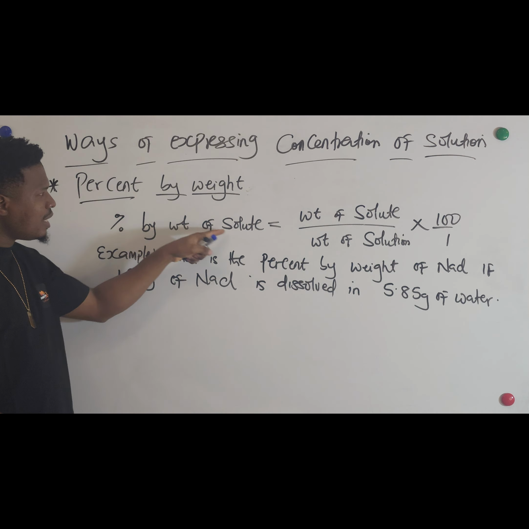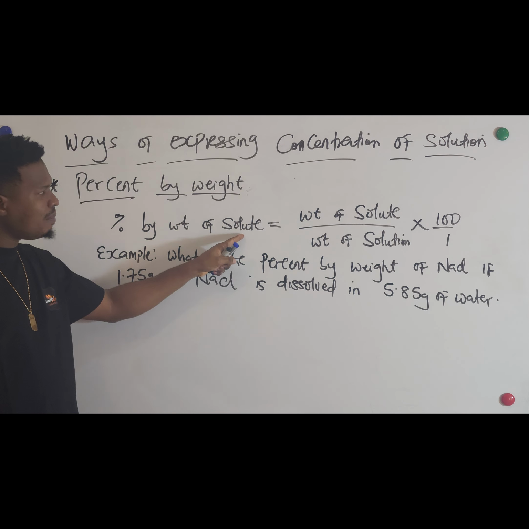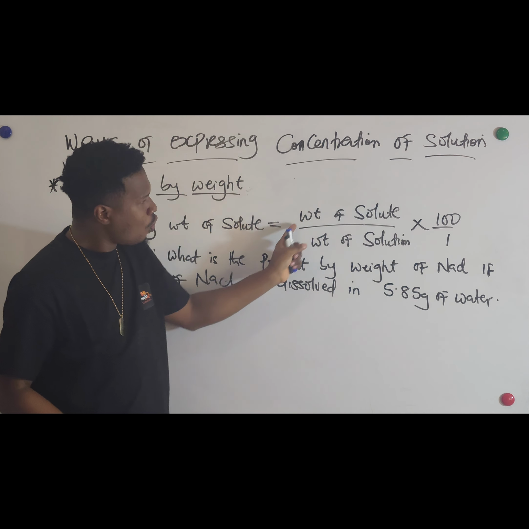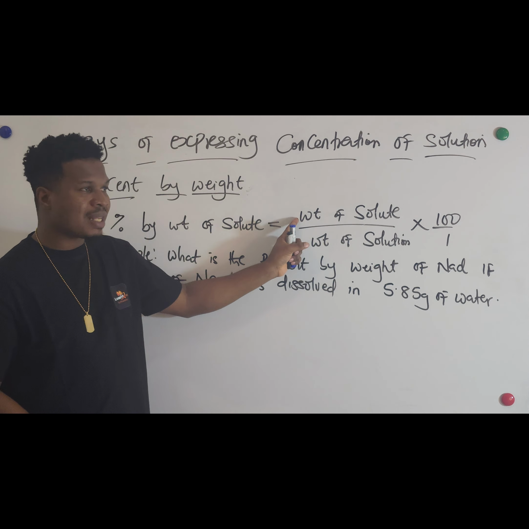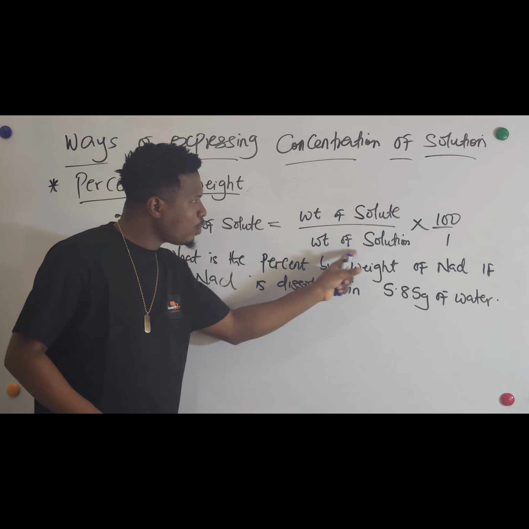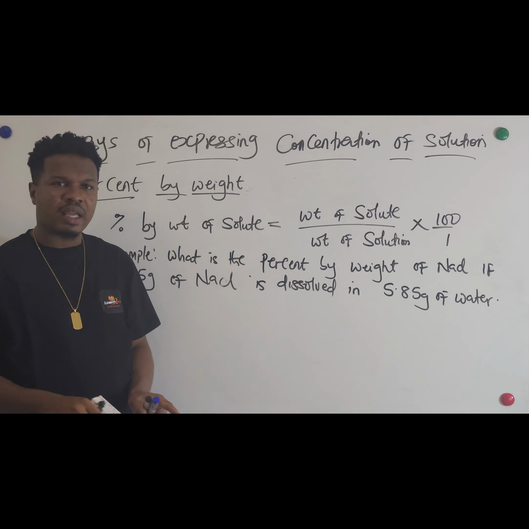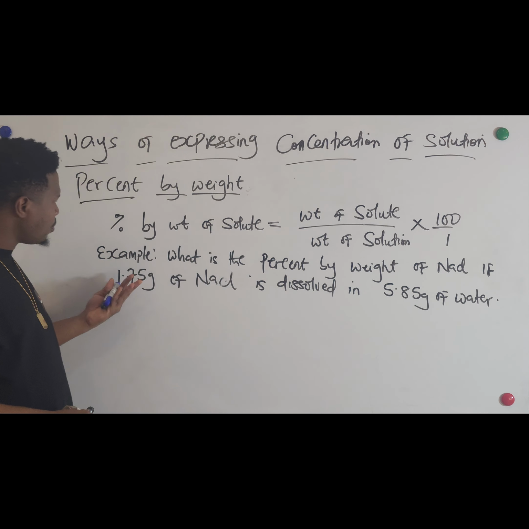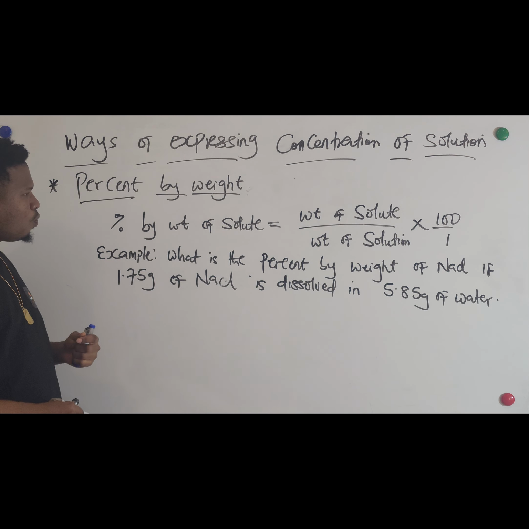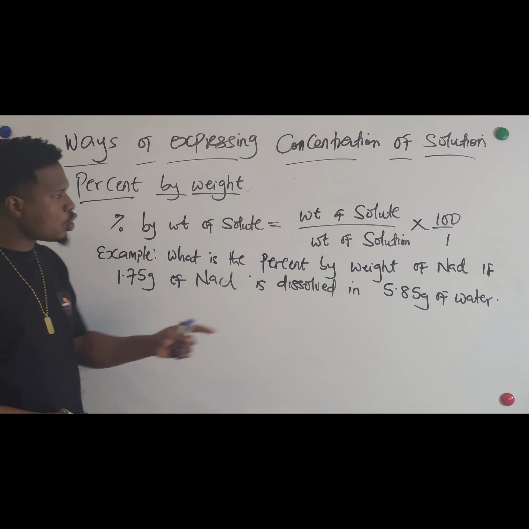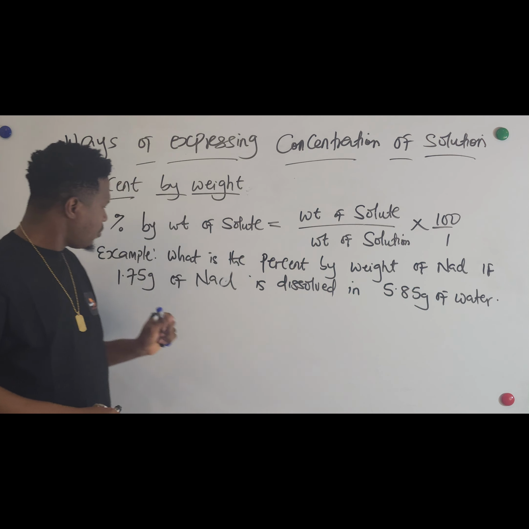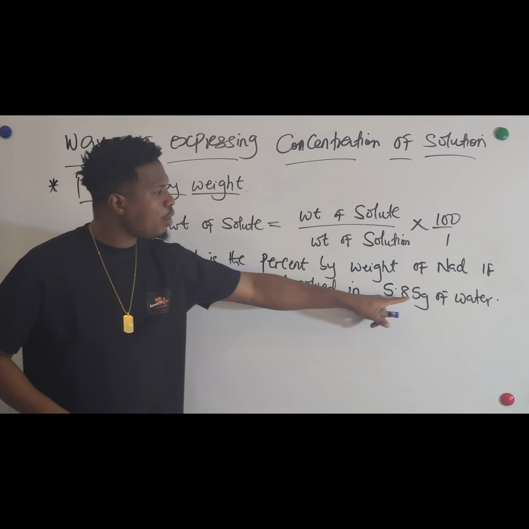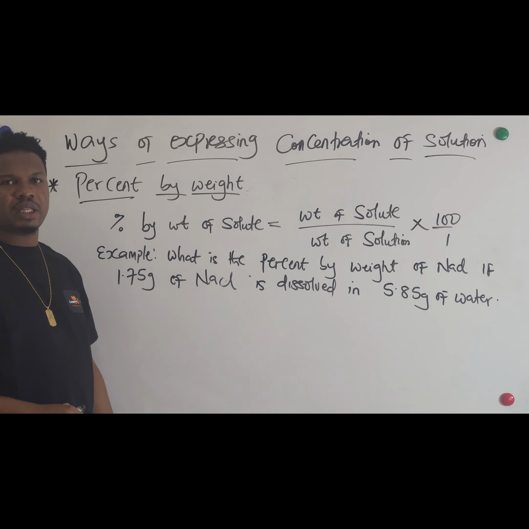So the weight percentage of this solute mathematically is given as the weight, or you can say the mass, of this solute. WT stands for weight, okay, or mass, divided by the weight of the solution. The total solution, what does it weigh? Then times 100%, you have converted to percentage. Now take a look at the simple problem on the board. What is the percent by weight of sodium chloride, if 1.75 gram of sodium chloride is dissolved in 5.85 gram of water?